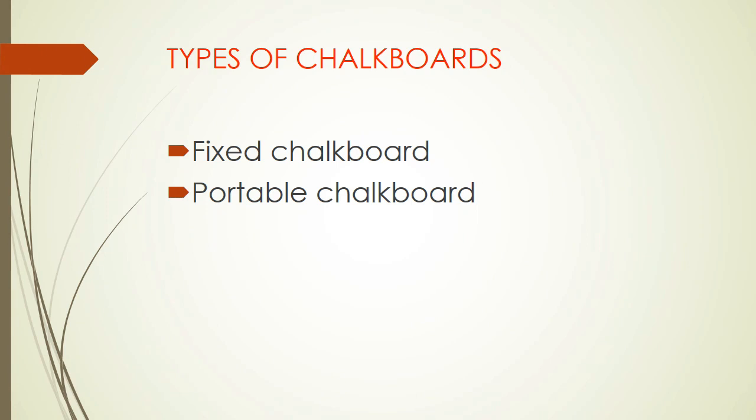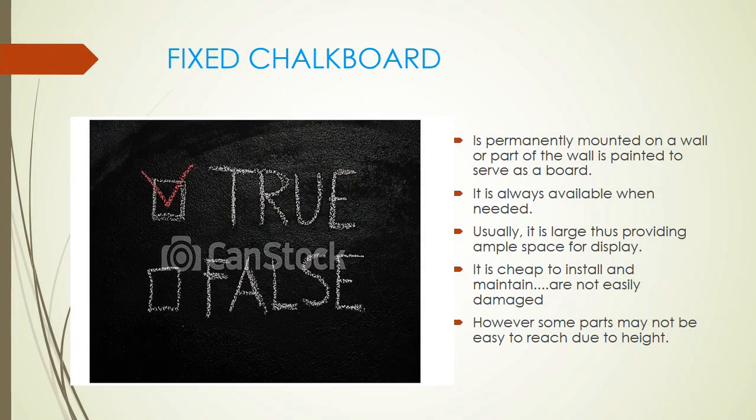Chalkboards can further be classified or divided into several types, but we want to dwell mostly on these first two. The first one is the fixed chalkboard, and the second is the portable chalkboard. The fixed chalkboard is permanently mounted on a wall, or part of the wall is painted to serve as a board.